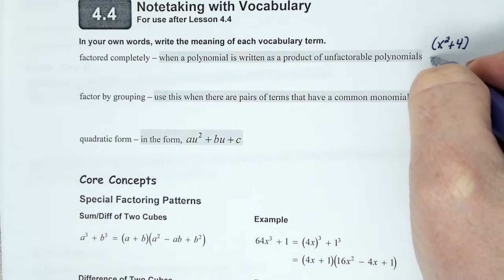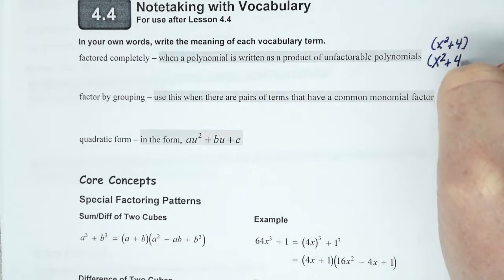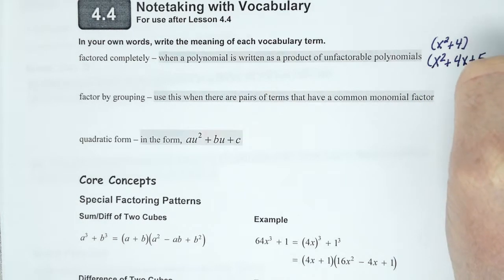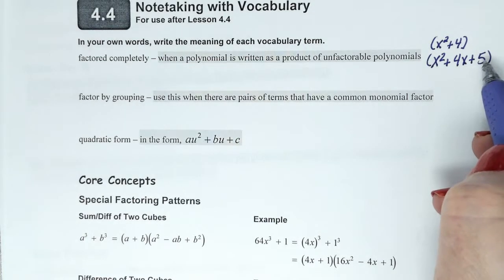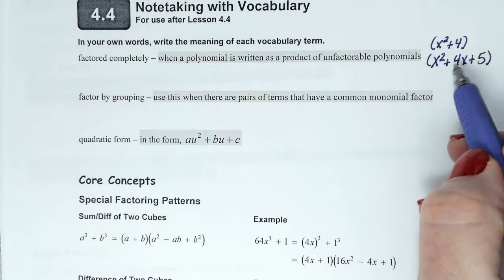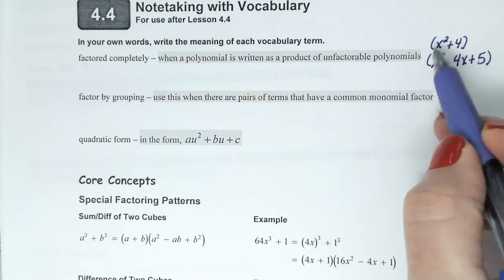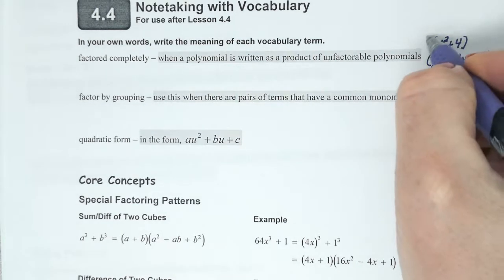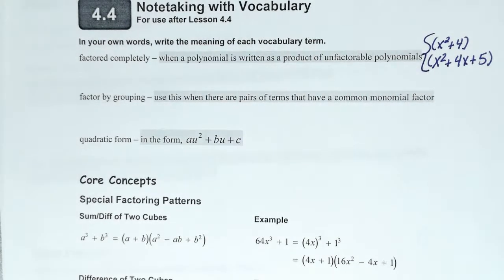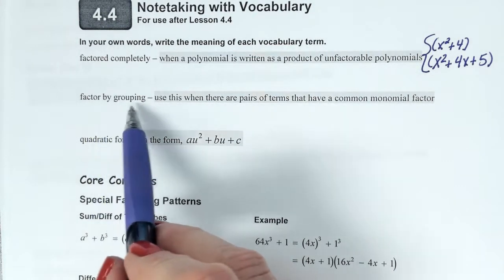Other things that might be unfactorable, we could have a quadratic, like x squared plus 4x plus 5. I would look at this and say, are there numbers that multiply to be 5, 5 and 1, but do they add to be 4? No, they don't. So this would be unfactorable, and we would not take it down any further. These are just a couple of examples of factors that would be completely factored, where you can't do anything more with them.